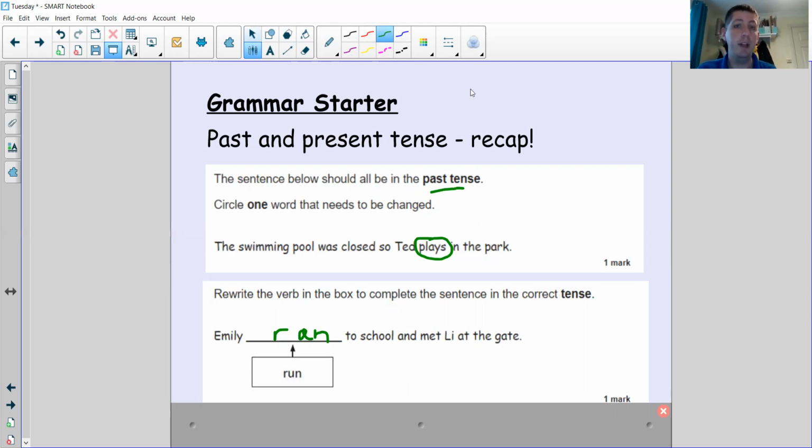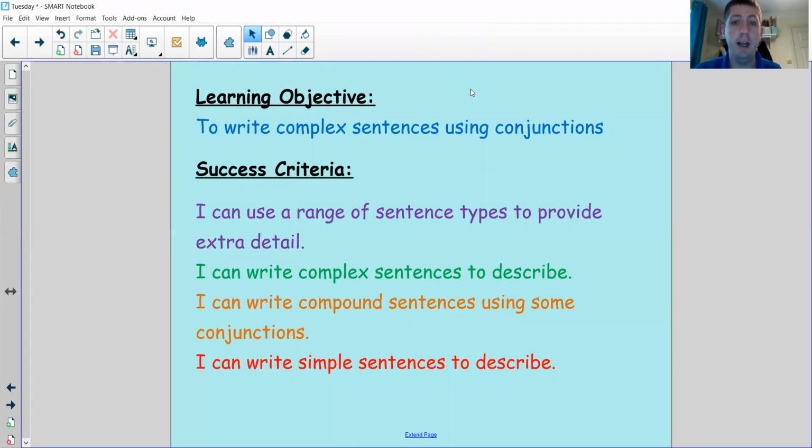Okay, well done for recapping the past and the present tense. For the main part of today's lesson, we're going to be looking at conjunctions, and we're going to see if we can write complex sentences using conjunctions. So to be successful, we're going to see if we can write simple sentences, then compound sentences, then complex sentences, and then see if we can write a range of sentences to provide extra detail.